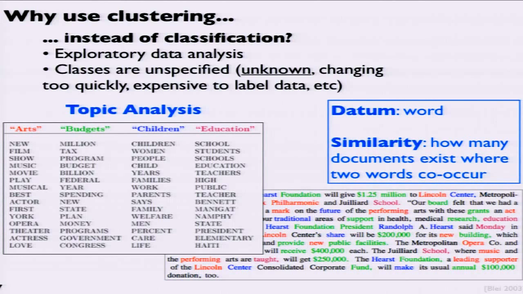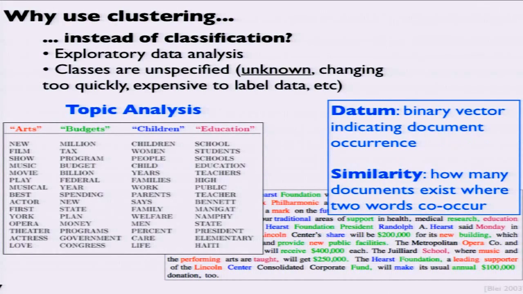So again, what's our data and our similarity? Our data is a word, but again, we want to be very careful about what we're actually feeding into an algorithm. So let's be more specific. And data in this case might be some vector indicating document occurrence. So we have a list of every document, and then we have a 1 if the word occurs in that document, and a 0 if it doesn't. And then we can calculate similarity as the number of times two words co-occur.